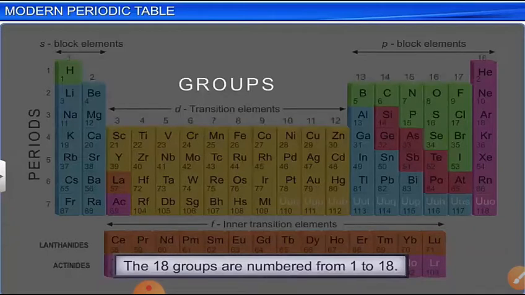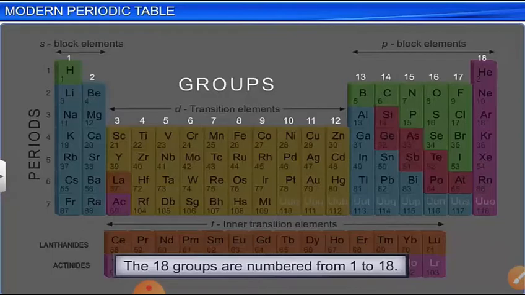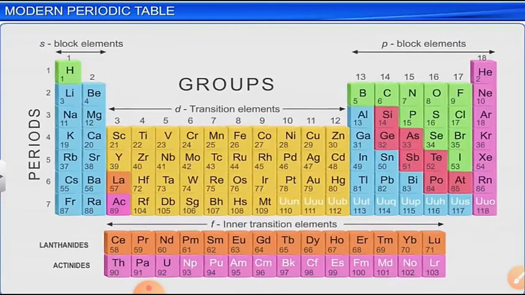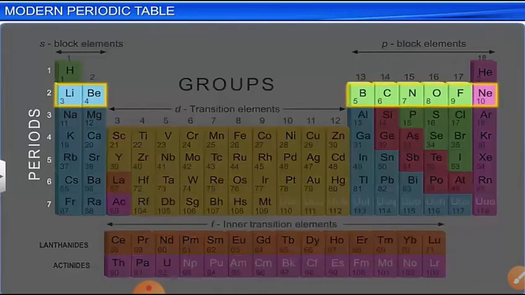And there are 18 groups numbered from 1 to 18, that is from left to right. We have 18 groups from 1 to 18 in the modern periodic table. Now, the second period starts from lithium and ends with neon.